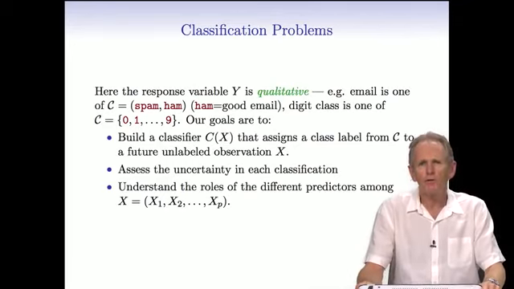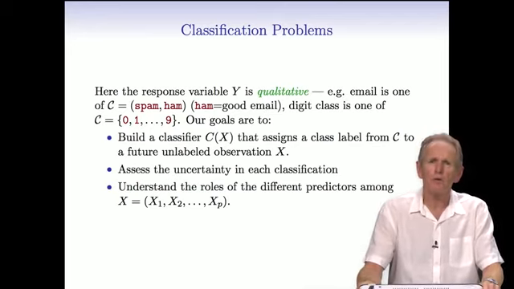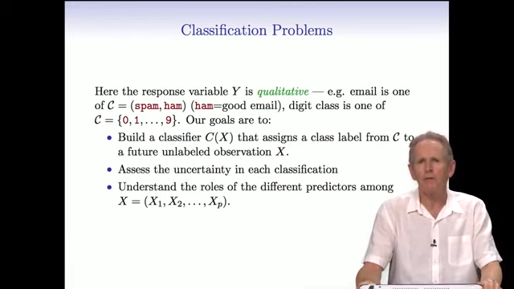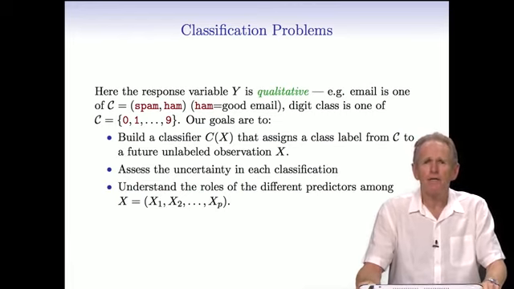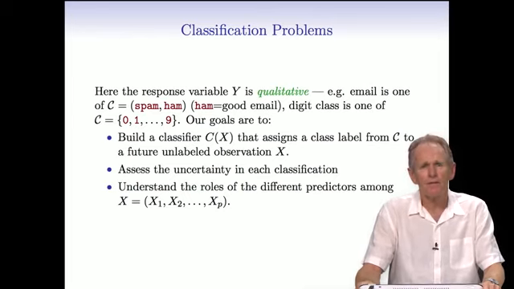Okay, up to now we've talked about estimating regression functions for a quantitative response, and we've seen how to do model selection there. Now we're going to move to classification problems, and here we've got a different kind of response variable. It's what we call a qualitative variable. For example, email is one of two classes, spam or ham, ham being the good email. And if we classify digits, it's one of the classes 0, 1 through up to 9. And so it's a slightly different problem, and our goals are slightly different as well.